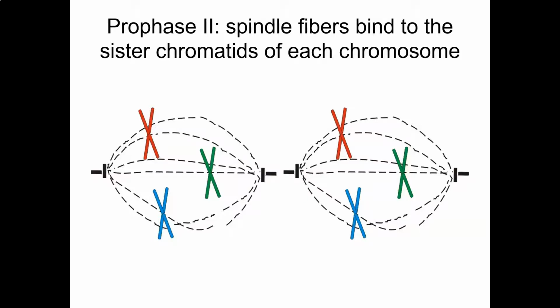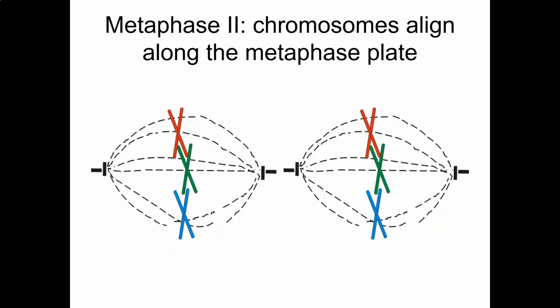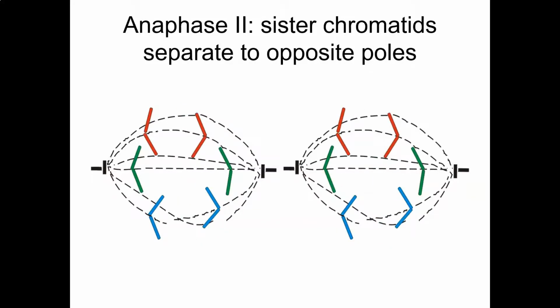The spindle fibers are going to start binding the sister chromatids. They're going to line up down the middle of the metaphase plate. The sister chromatids are going to be separated and move into opposite poles. So the X's break down into individual lines.